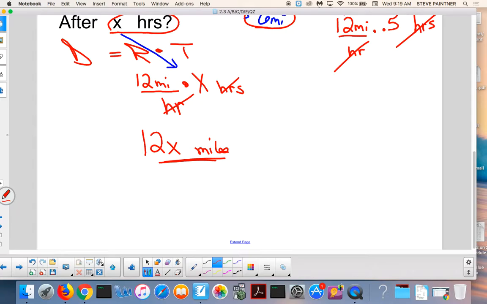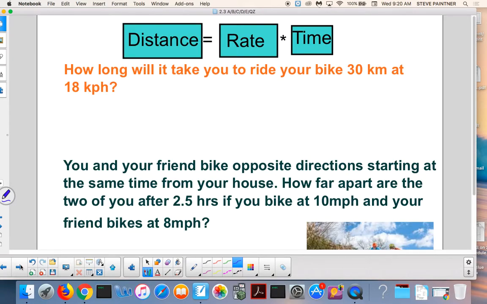So what if I would have said this? What if I would have said not X? What if I just said Y? Y hours. 12Y. I mean, it's not going to change, right? Y is a variable. I can use any variable I want. I typically use X, okay? All right, read that, look at your formula, solve for the missing part. Go. I shouldn't have to do it. You guys should be able to do that yourself.